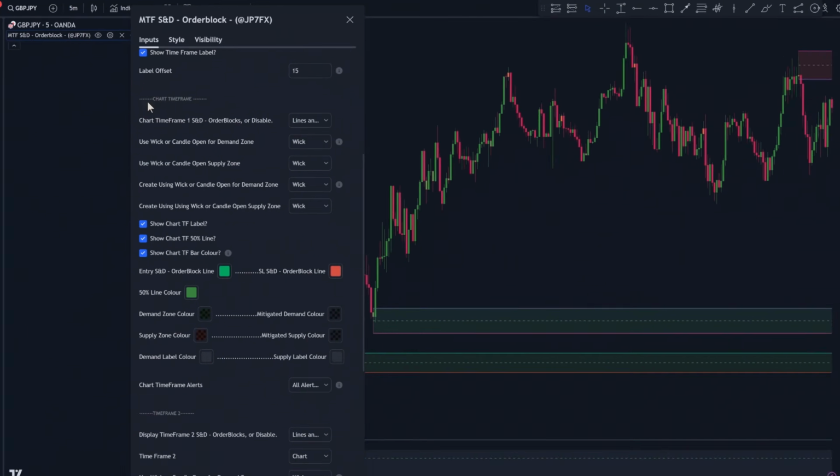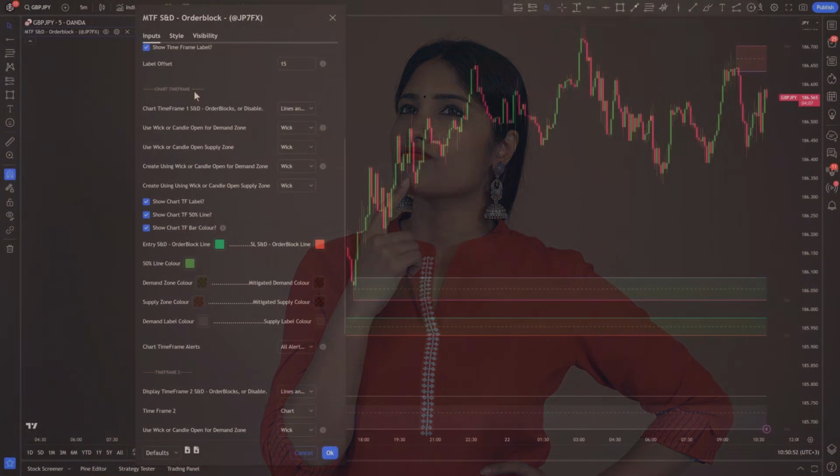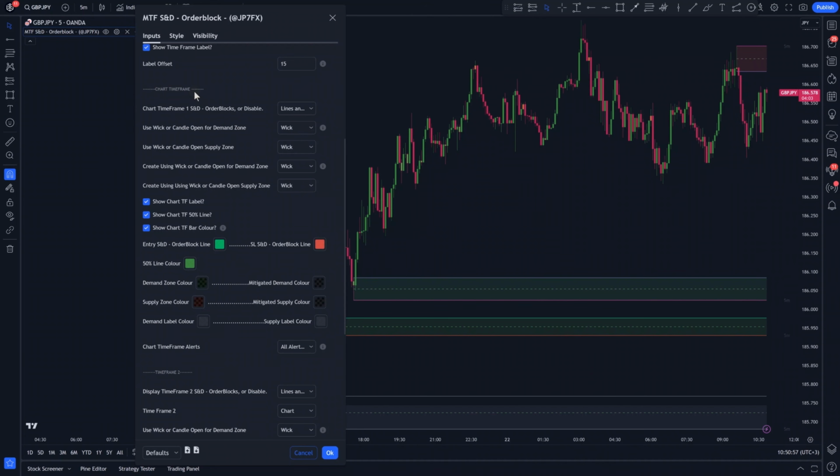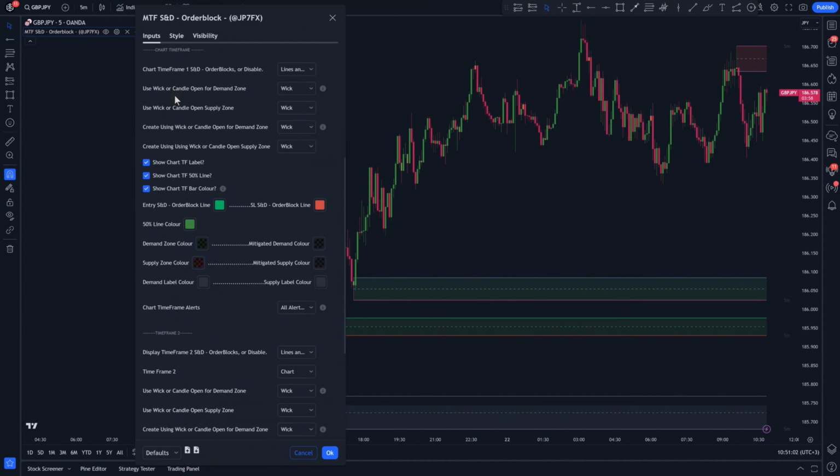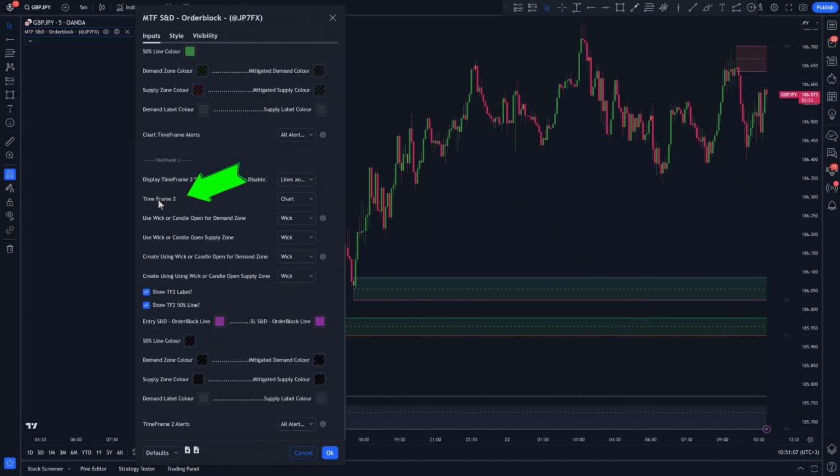Now, if you need to have any other time frame, let's say you want to see the supply and demand zones of the 1-hour time frame while still being on a 5-minute time frame, you simply come here under time frame 2, and right here you will be able to select any time frame that you want. It could be a higher time frame or a lower time frame.